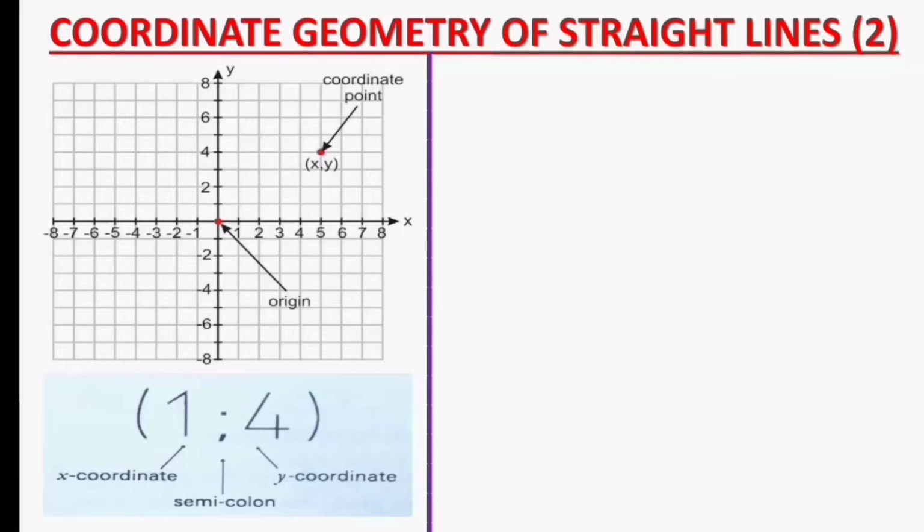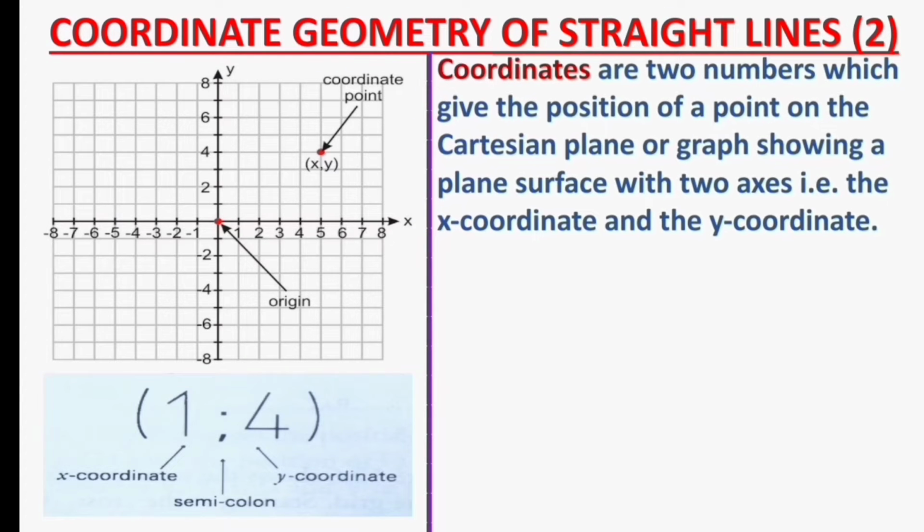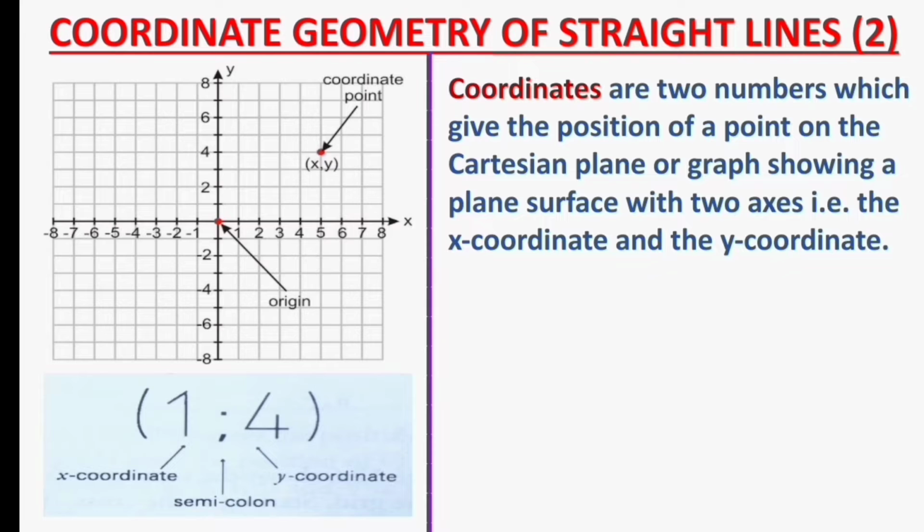Today, I shall be teaching you coordinate geometry of straight lines part 2. From definition, coordinates are two numbers which give the position of a point on a Cartesian plane or graph, showing a plane surface with two axes, that is the x coordinate and the y coordinate.